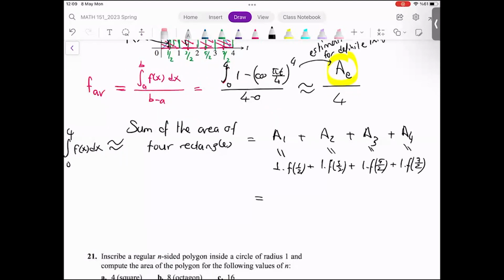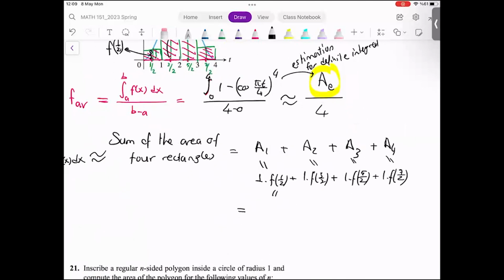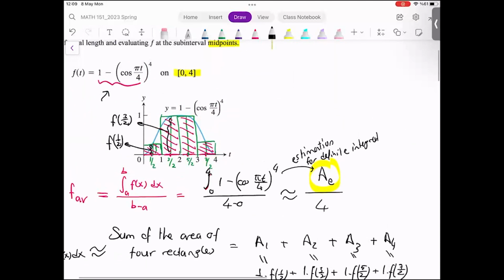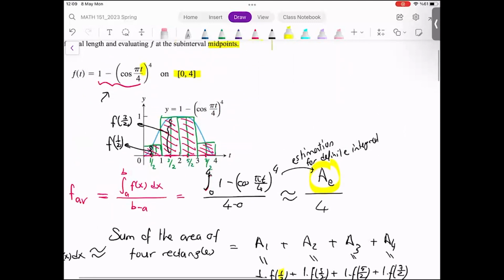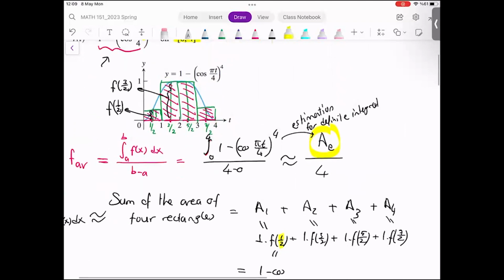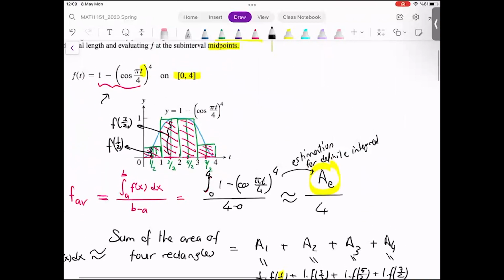These values of the function can easily be computed because the expression for the function is given like that: 1 minus cosine of something to the power 4. So it goes like 1 minus cosine, and you insert 1 over 4 for t. You see, you have t here, and you are evaluating at 1 over 4 for the first rectangle. So if t is 1 over 4, you have pi over 8 there in the function. Let me write this down: pi over 8 to the power 4. This is the image of the function.